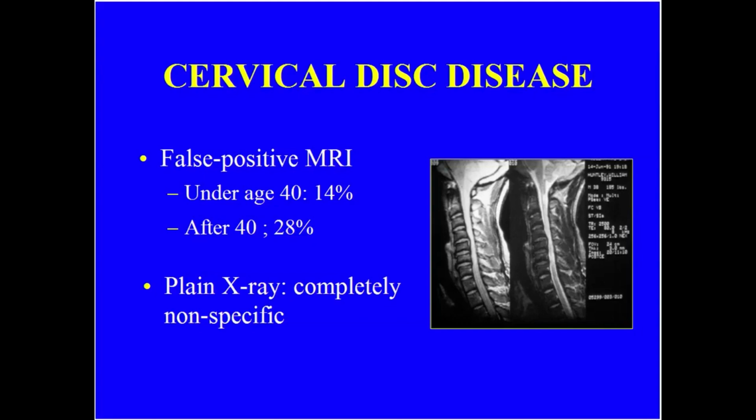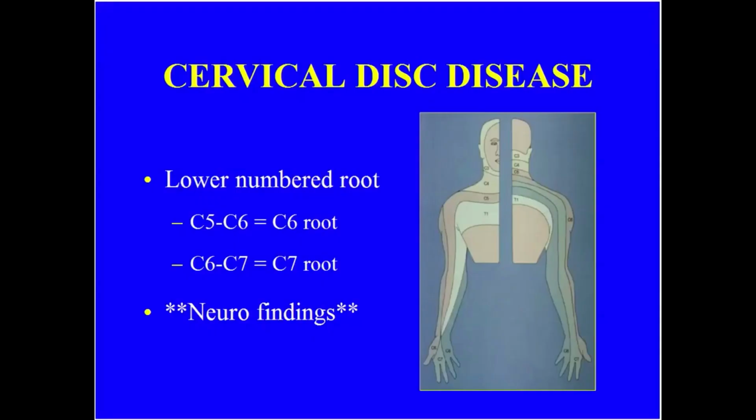Plain x-rays are basically completely nonspecific. They show lots of pathology, but the pathology has very little predictive value as to what actually is the cause of your patient's problem. Also remember, and this kind of thing will frequently appear on the boards, in the cervical spine, it is always the lower numbered nerve root. So at C5, 6, it is always the C6 nerve root. At C6, 7, it is always the C7 nerve root that's involved.